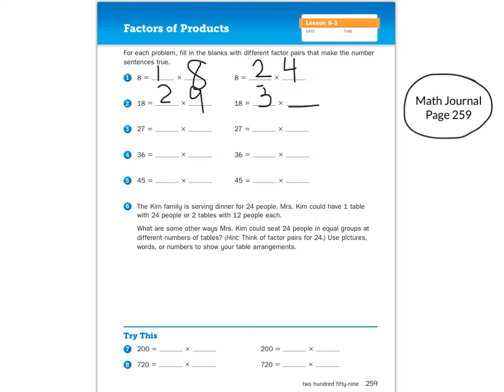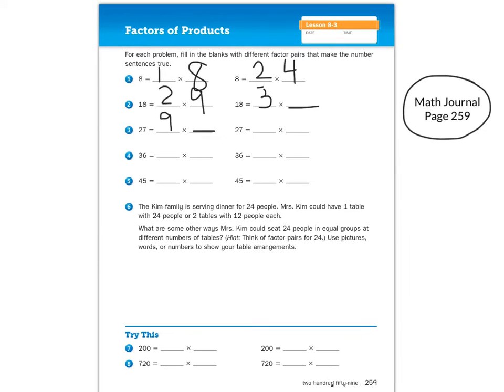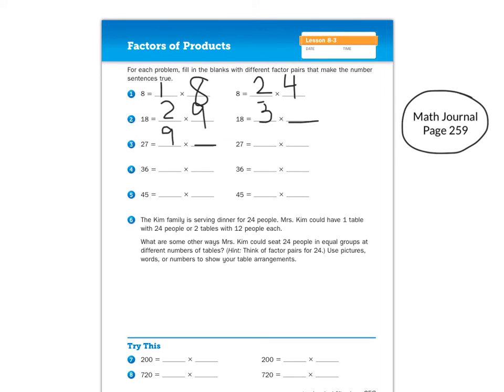All right, 27. This one is a little bit tricky, so I'm going to give you a hint. 9 times something. I went backwards. Sorry about that. 9 times something, and then the other one is going to be 1. It is being so silly on me today.